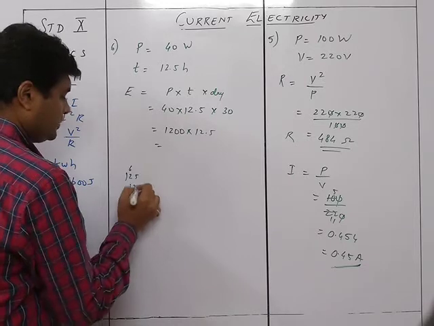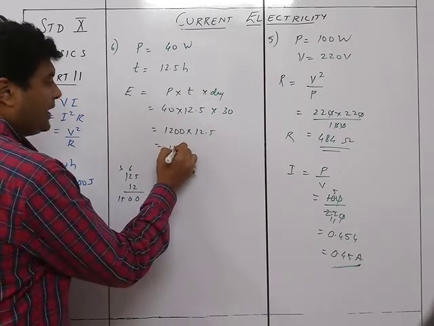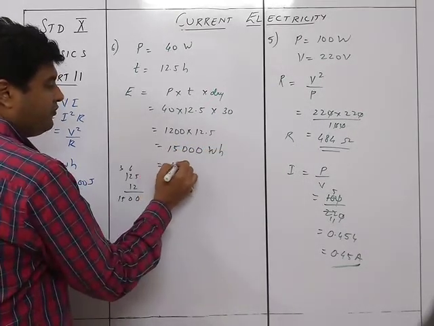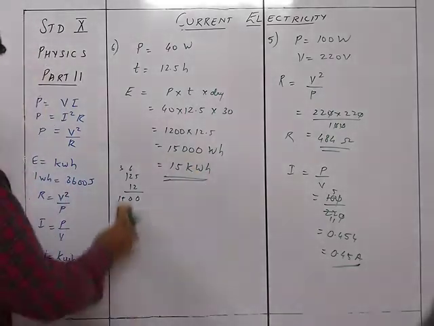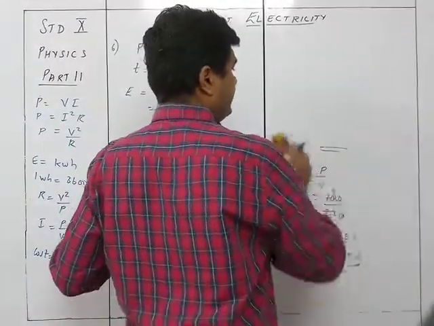12 fives are 60, 12 twos are 24, 12 ones are 12, 15. So there will be 15000 watt hour. So that is nothing but 15 kWh. So that's the answer for sum number 6. We now move on to sum number 7.